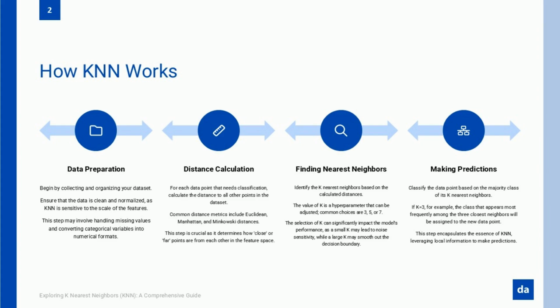Sounds simple, right? But don't be fooled. KNN has hidden weaknesses that can make it slow and unreliable in certain cases. And guess what? That's exactly what we're diving into next.